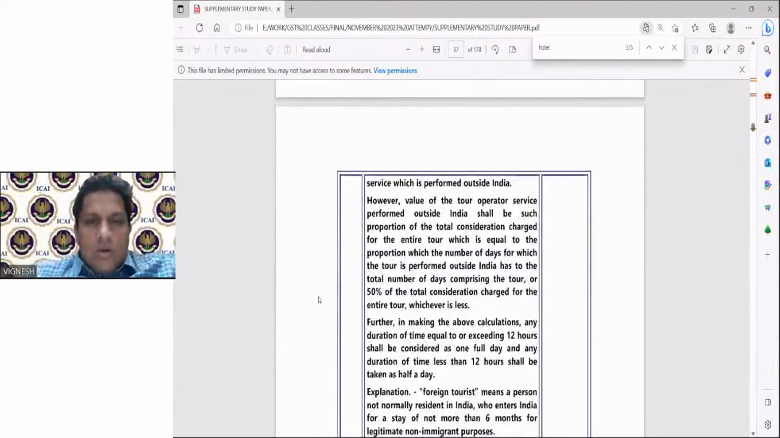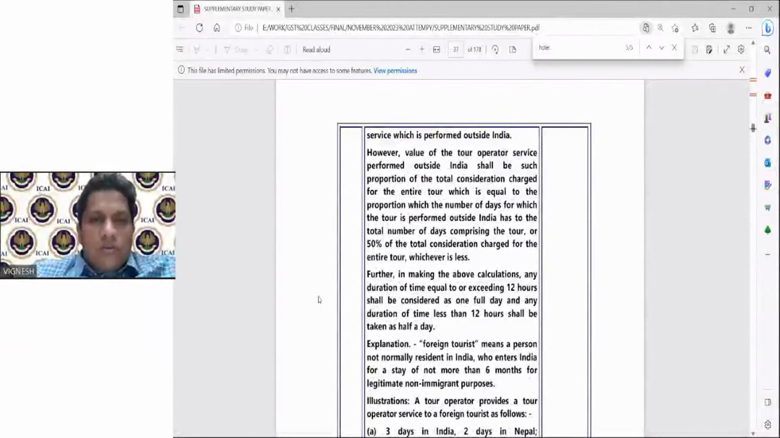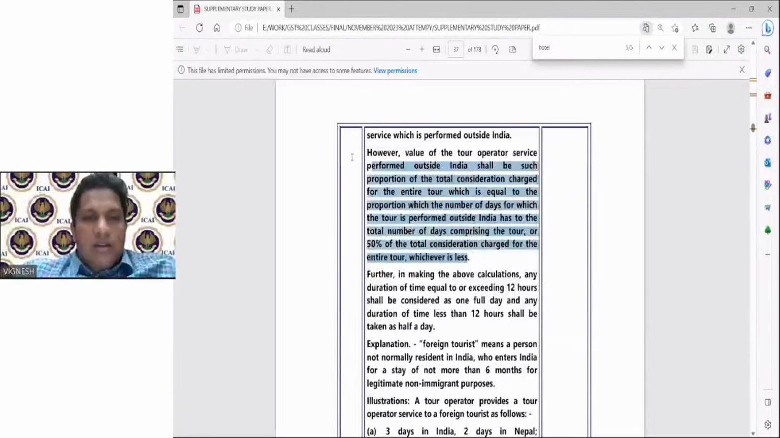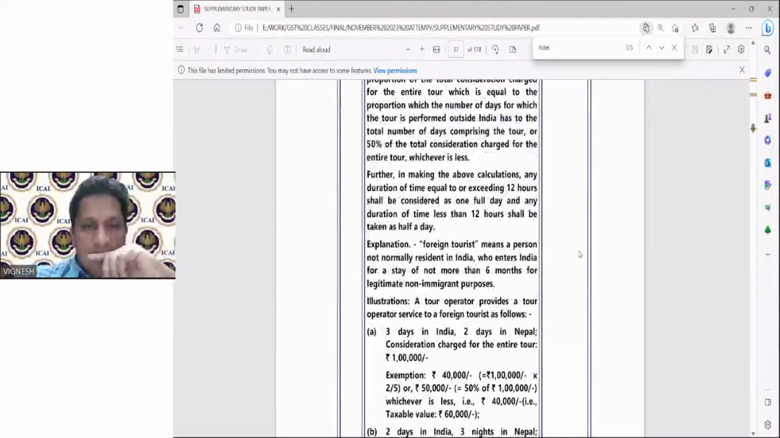Okay. So how do you have to calculate that? The value of the tour operator service shall be such proportion of the total consideration, being the number of days for which it is outside India to the number of days of the total tour, or 50% of the consideration charged, whichever is less. This is the way in which you have to calculate. Fine. Whatever total consideration times the proportion of number of days outside by total number of days, or 50% of the total consideration, whichever is less.